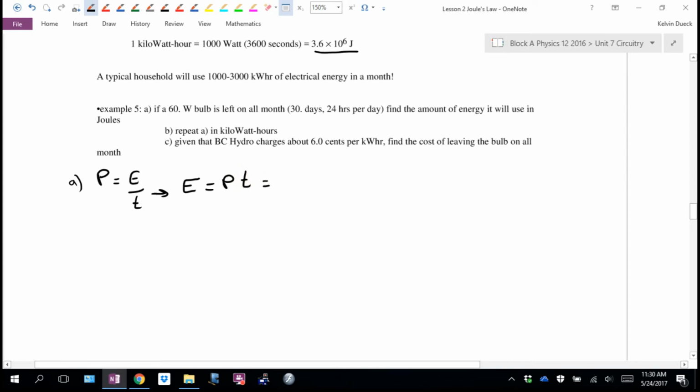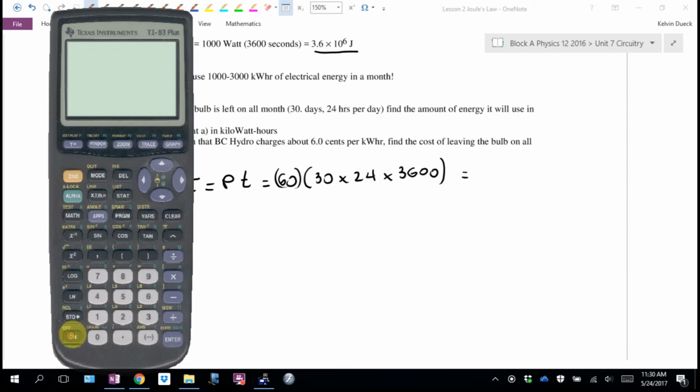James, how many watts of power is this bulb using? 60. Yep. And then the time is going to be 30 days times 24 hours times 3,600 seconds per hour. How many joules of energy is that? Well, 60 times 30 times 24 times 3,600.